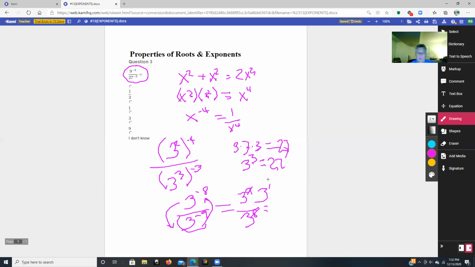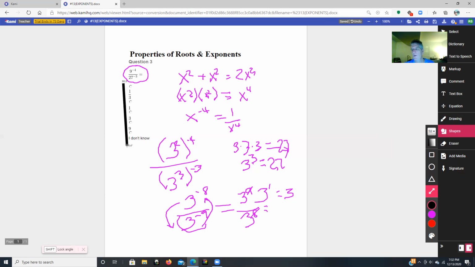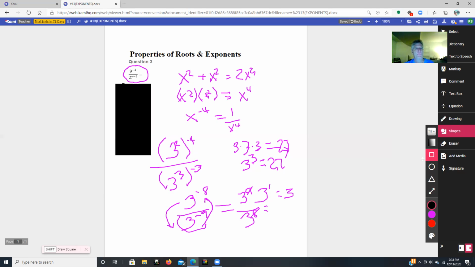And our answer will be just 3. Okay, we're going to uncover. Let's just pretend that we did this at the very beginning. I want to say that we covered all of these up at the beginning. Let's say that we covered these up. And then we worked out our problem to see what we came up with. And we came up with an answer of 3.